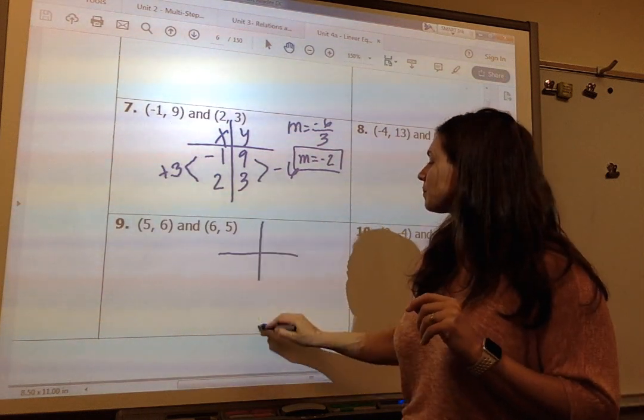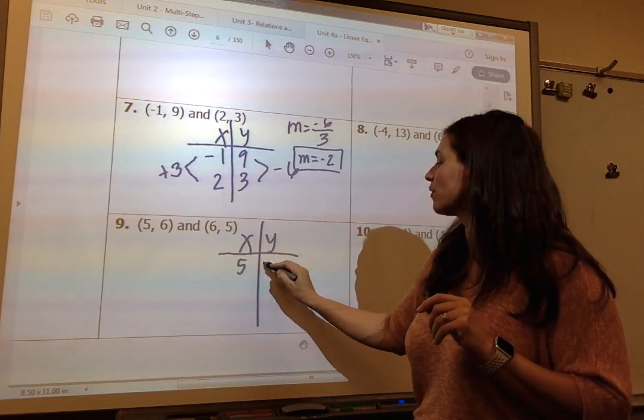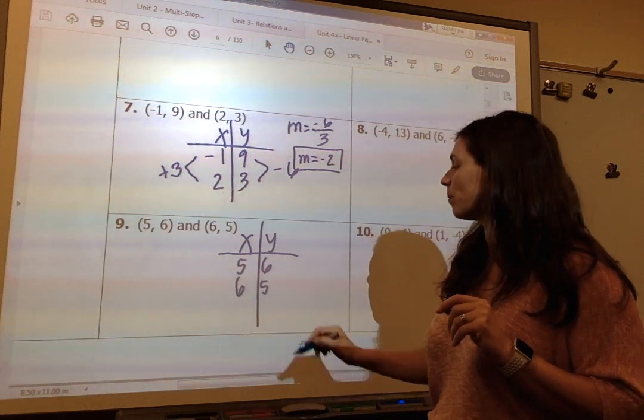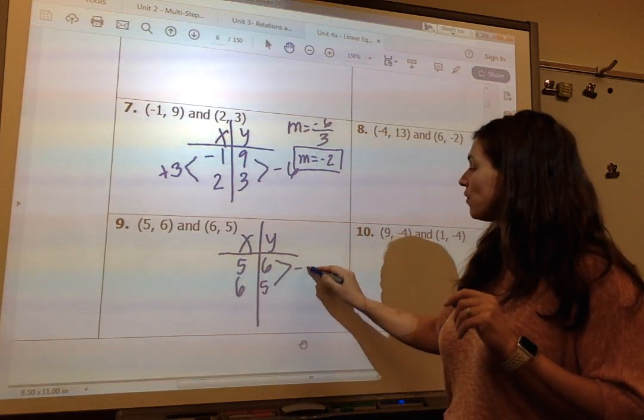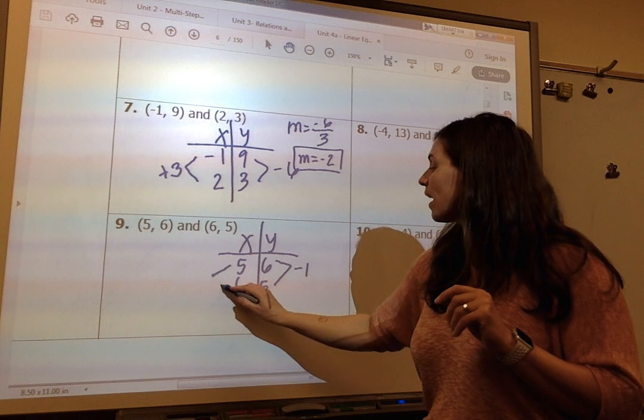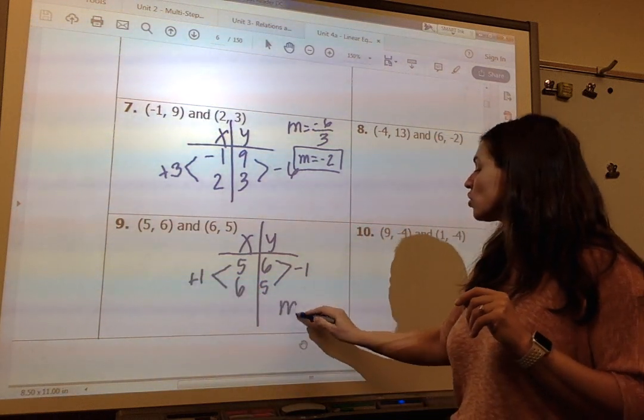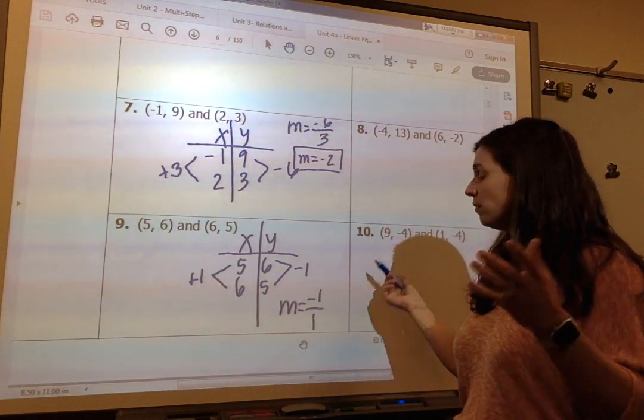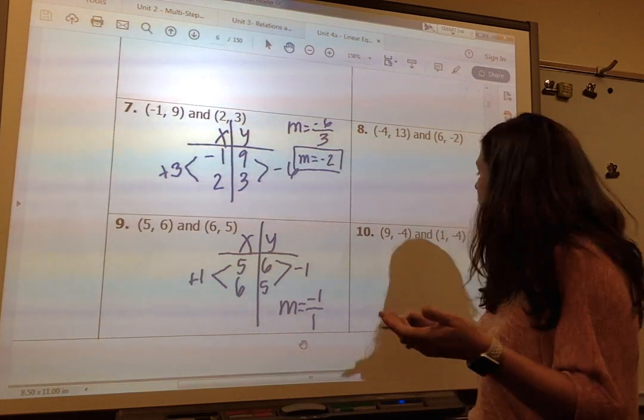Number 9. Here's my table. Here's the first ordered pair. Here's the second ordered pair. To get from 6 to 5, you subtract 1. To get from 5 to 6, you add 1. So my slope is -1/1, and you can keep it as -1/1 or just -1.